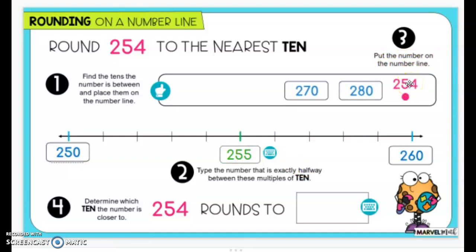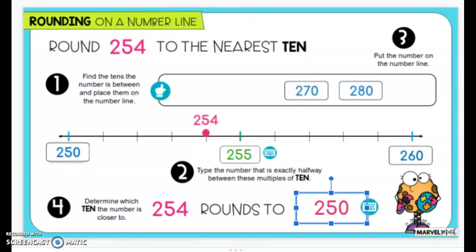Then we're going to put the number on the number line. So the number is 254. I know this is 255, so I'm going to go back. The number before 255 is 254. Then I'm going to determine which 10 the number is closest to. So is it closer to 250 or is it closer to 260? Well, I can see right here that it's less than 255, so it's going to round down to 250. So 254 rounds to 250.